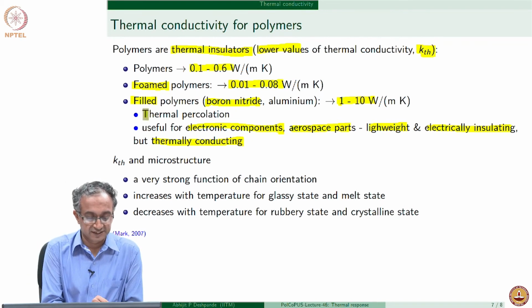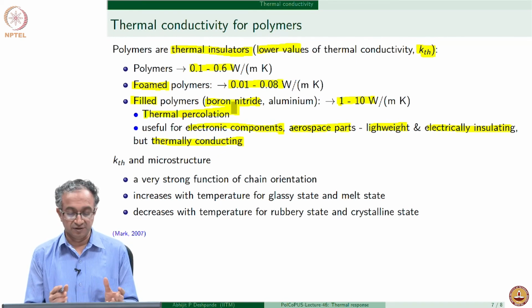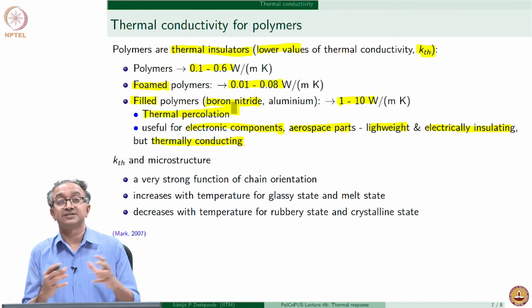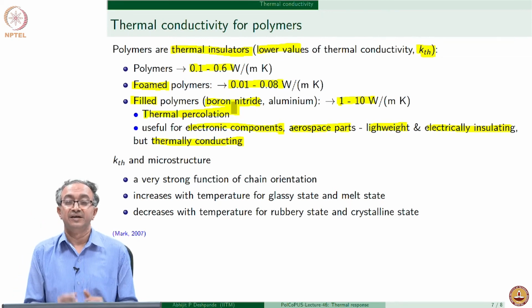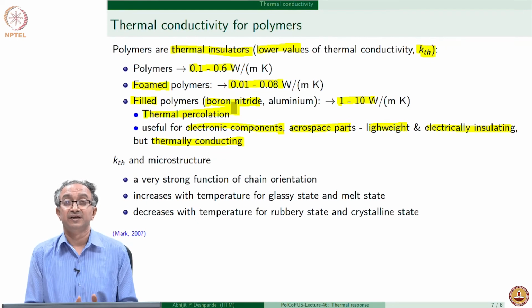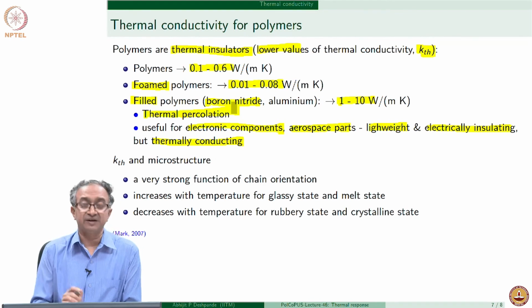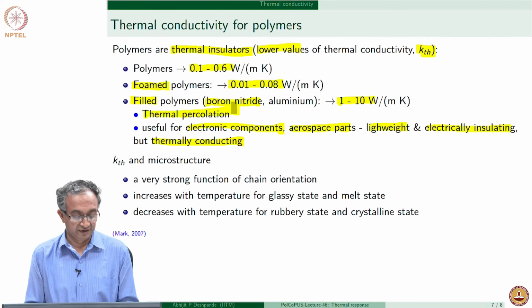And just the way we discussed the mechanical percolation or electrical percolation, thermal percolation is also possible. Whenever the particles and fillers start touching each other, then the conductivity increase will be very significant. If they are isolated and well dispersed in the matrix, then the increase will be lower. And as we can see, there are orders of magnitude increase in conductivity possible if we add more and more filler. So, therefore, thermal conductivity of polymers, though low, can be modified based on addition of fillers.